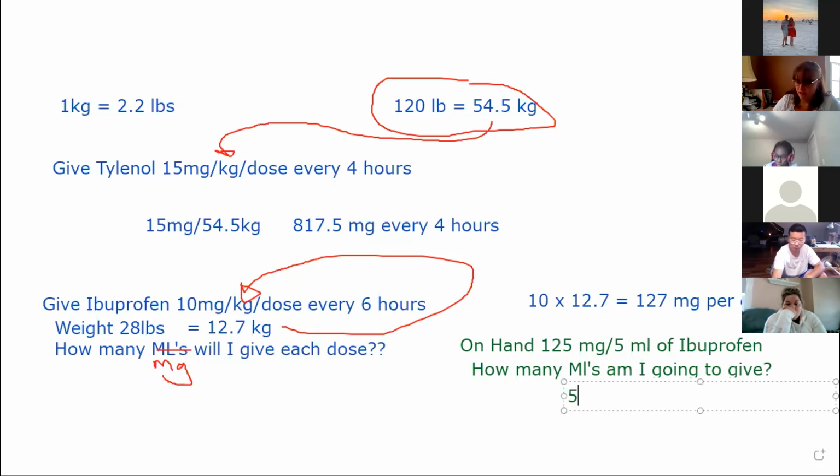The answer is correct, 5.1 milliliters. All right, so that's the basic math of pediatrics. So I'm going to clear this and we're going to do a couple together that are a little bit more in depth, okay?